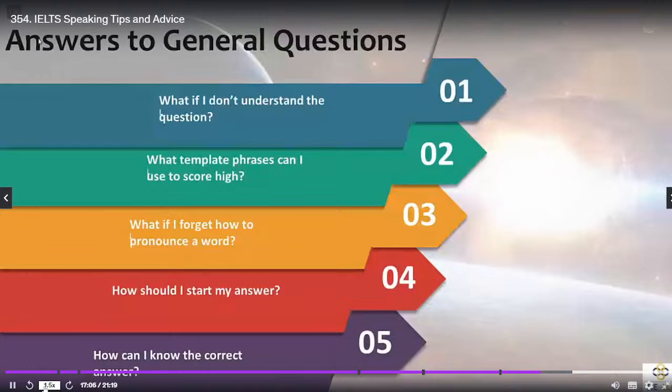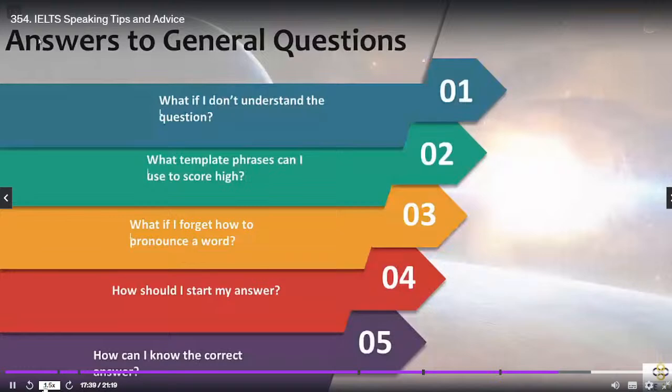If you don't understand a part number 1 question, then I'm going to really wonder if you really should be doing the IELTS exam at this time. But if you don't understand it, look at the topic of the question and try to give some answer regarding the topic of the question. You're going to be hurt a little bit because you didn't answer the question specifically, but that's the best advice I can give you.